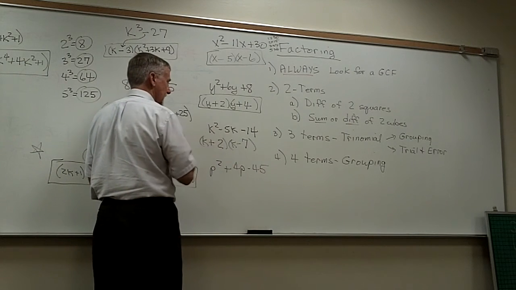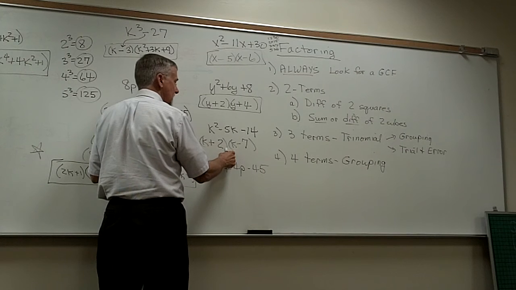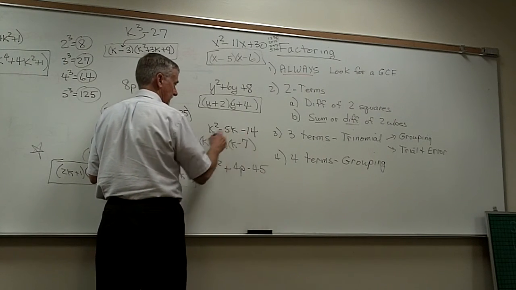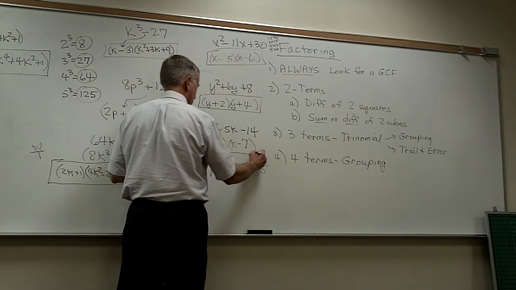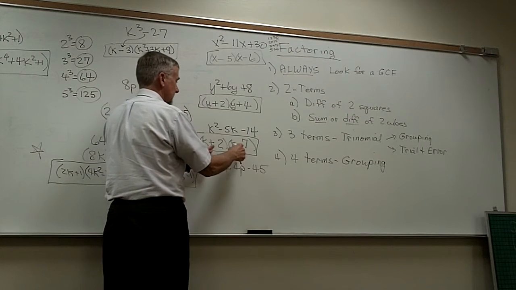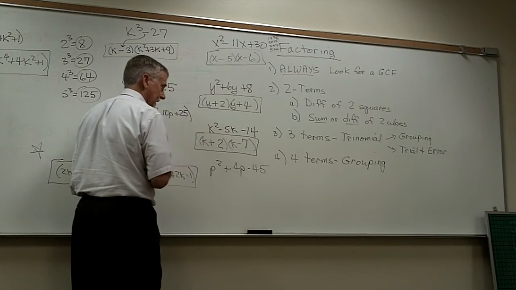So k times k is k squared. I get a negative 7k outside plus 2k inside. 2 minus 7 is negative 5. And a positive times a negative is negative 14. So that is the correct set of factors. So last term negative tells me my signs are different, and I've got to make sure I get the right number with the right sign.